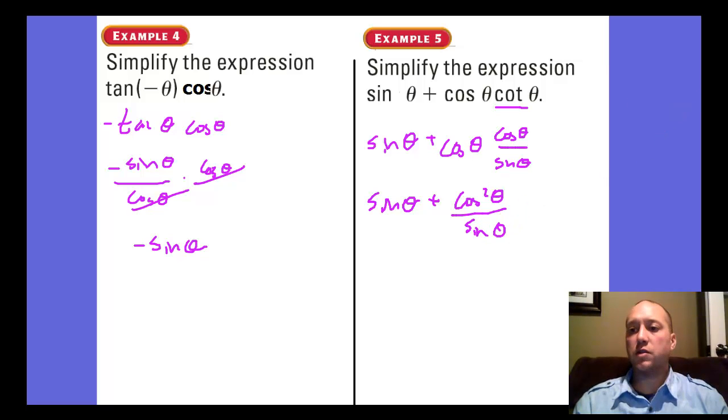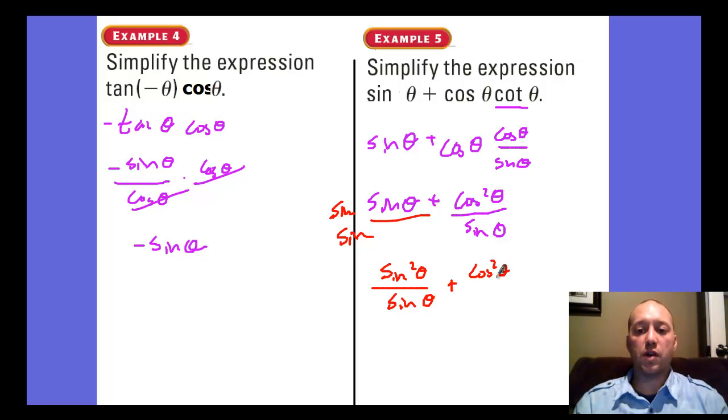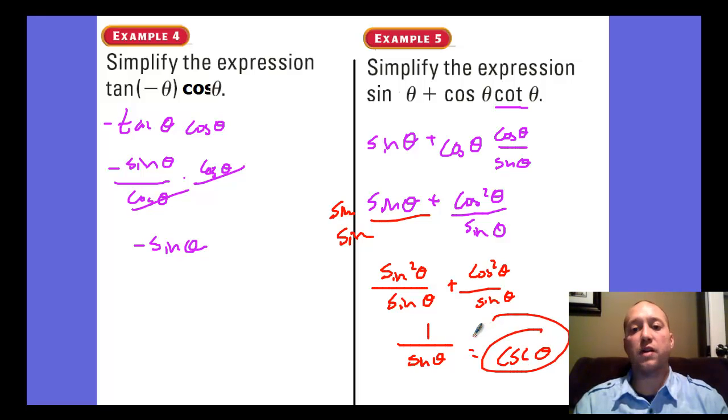So I want to add these, so let's multiply this first fraction by sine over sine. So you get sine squared theta over sine plus cosine squared theta over sine, which the numerator to add that is sine squared plus cosine squared, which is 1. It's 1 over sine, and 1 over sine is equal to cosecant theta. So that would be the simplified form.